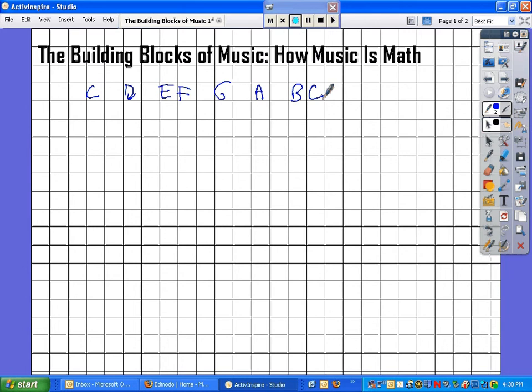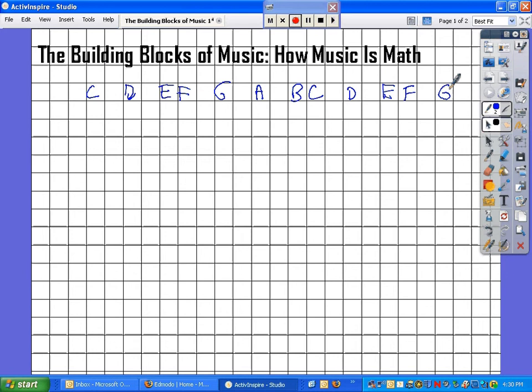And if we extended this onward into the next octave, and we'll figure out what that means, we go C, D, E, F, G. We could go on into infinity in either direction, but we don't need to do that.